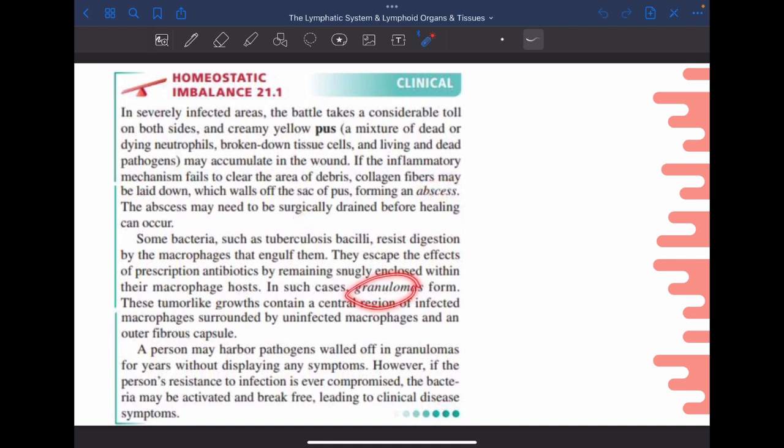And then we spoke about the formation of the granuloma, with infected macrophages in the center and uninfected macrophages that can be activated if the immune system is weakened.